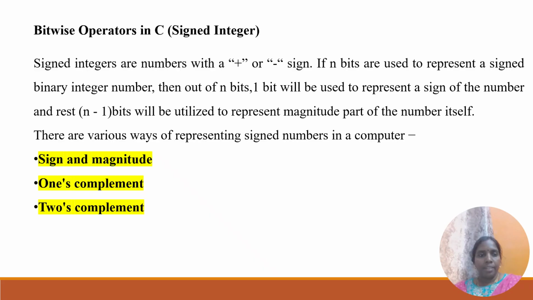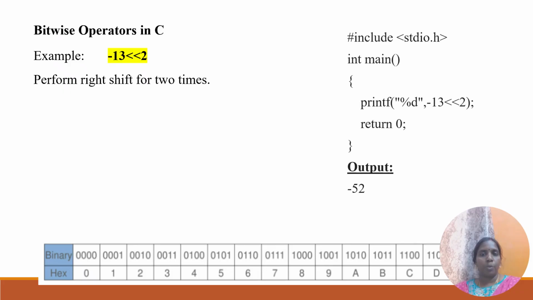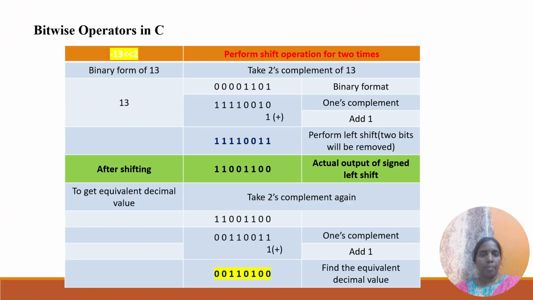So with signed integers, we have signed magnitude, 1's complement and 2's complement. In this example I'm giving you, minus 13 is left shifted by 2. This is a small code snippet, and the output of this program is minus 52. The working is simple. Internally, the value of 13 is represented by means of 8 bits. The most significant 4 bits are taken as 0 0 0 0, and the value of 13 is 1 1 0 1.